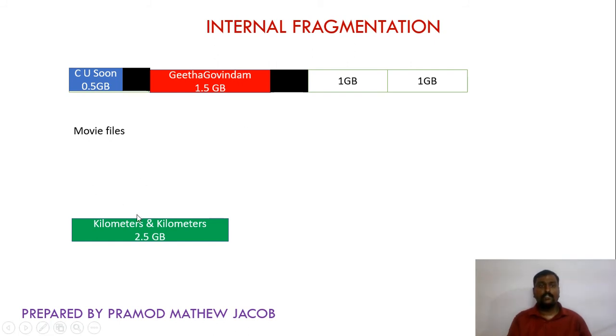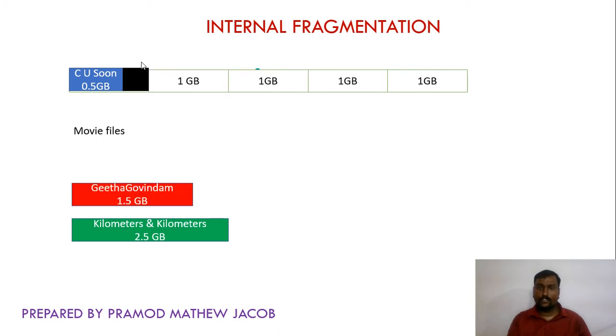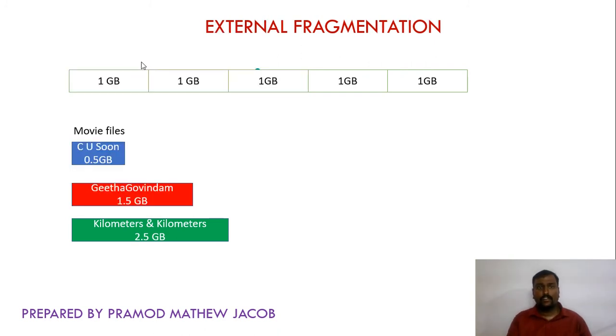So next is Kilometers and Kilometers movie of 2.5 GB size. Though we have only stored 2 GB of files, we have remaining 3 GB of space, but we cannot store this 2.5 GB movie because there is only 2 GB space left, because nearly 1 GB of space is left unused due to the excessive allocation of memory. This is what is called internal fragmentation. Next, let's see what is external fragmentation.